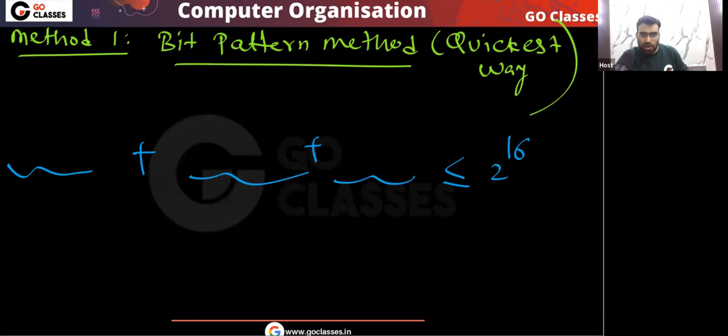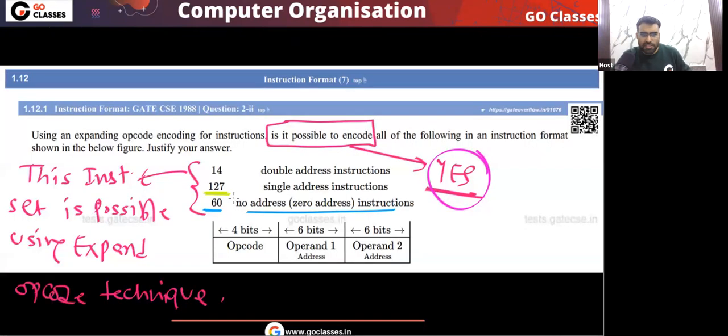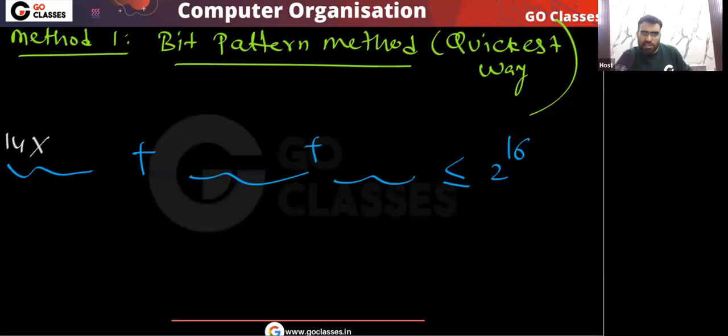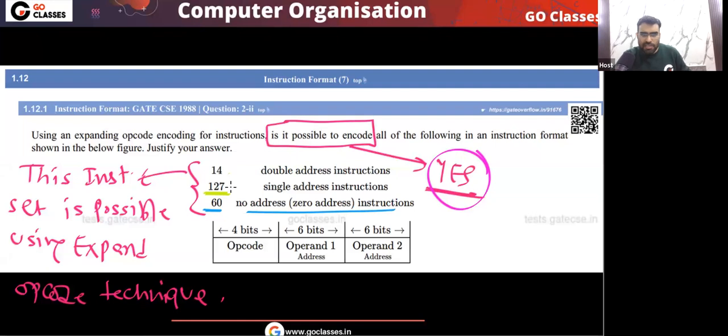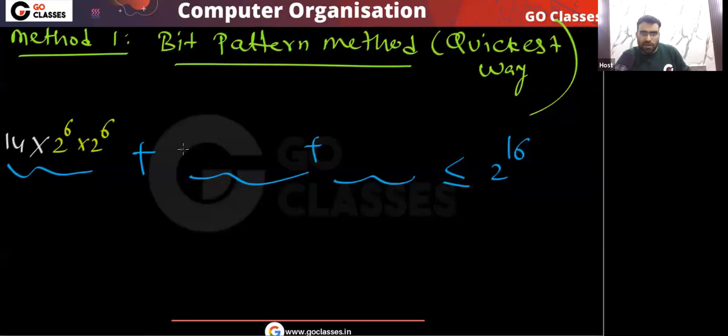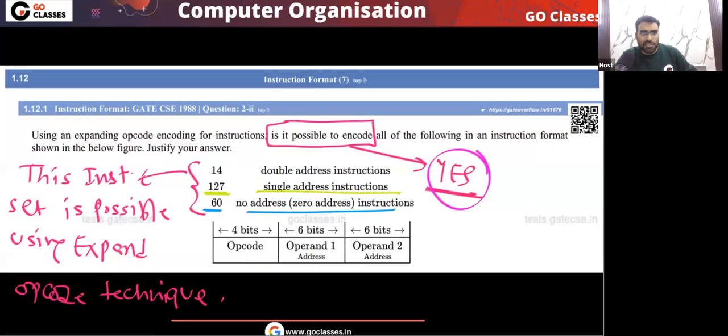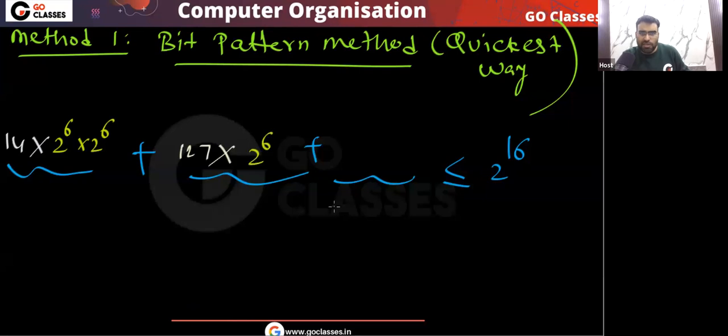Very simple. These are the 2 address instructions. Okay, so how many 2 address instructions do I want? I want 14 2 address instructions. If I take a particular 2 address instruction, that will consume these many bit patterns. Plus, how many 1 address instructions do I want? I want 127 1 address instructions. A particular 1 address instruction will consume these many bit patterns. Plus, how many 0 address instructions do I want? I want 60 0 address instructions. And remember, a particular 0 address instruction will consume 1 bit pattern.